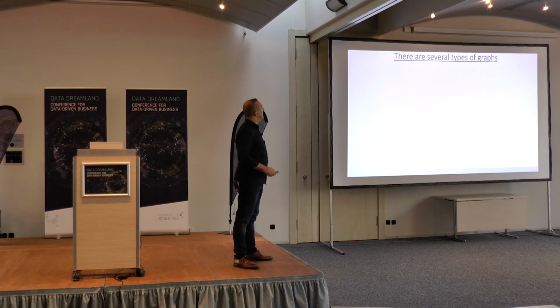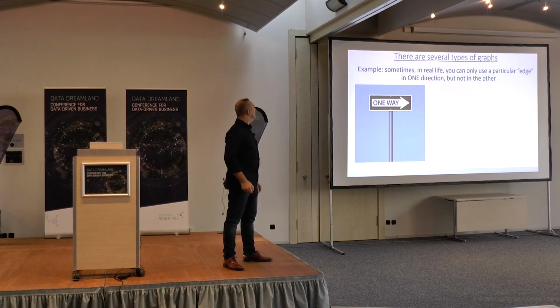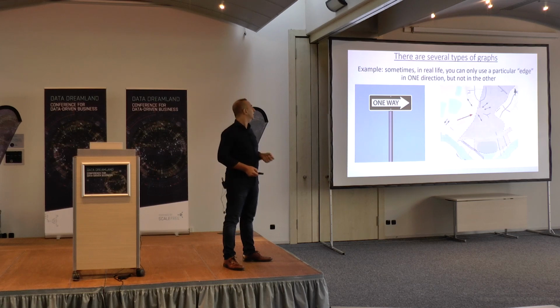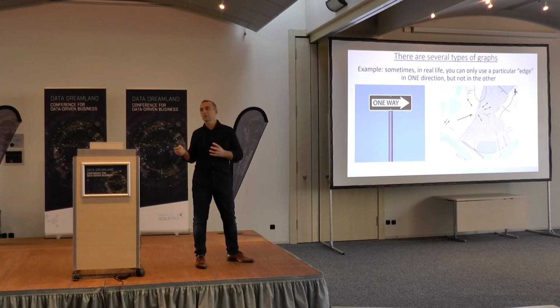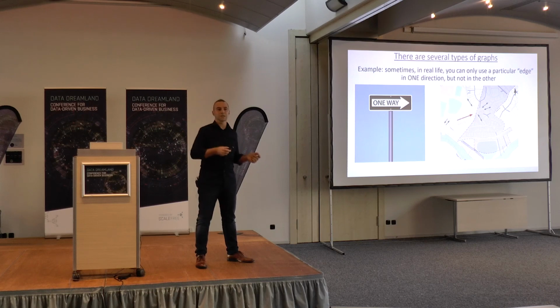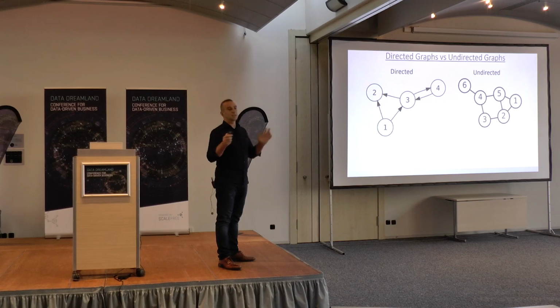So there are several types of graphs. And the most important is that, in real life, sometimes you cannot use a particular edge in one direction. You can use it in one direction, but not in the other. So, for example, if the street is one way, you can have cases where they are all two ways, but this one is one way. So you need an abstraction that takes into account that some edges you can only cross in one direction and not in the other. So there are directed graphs and undirected graphs.